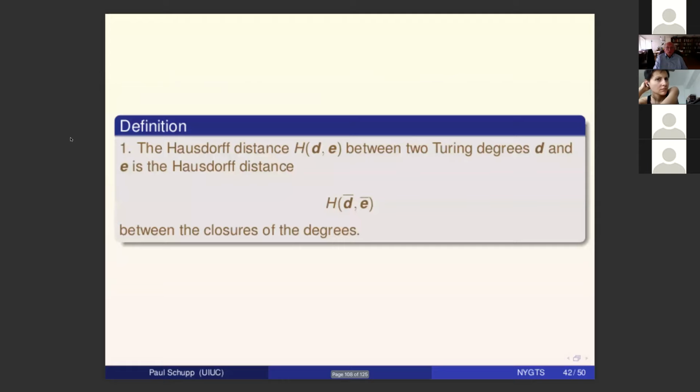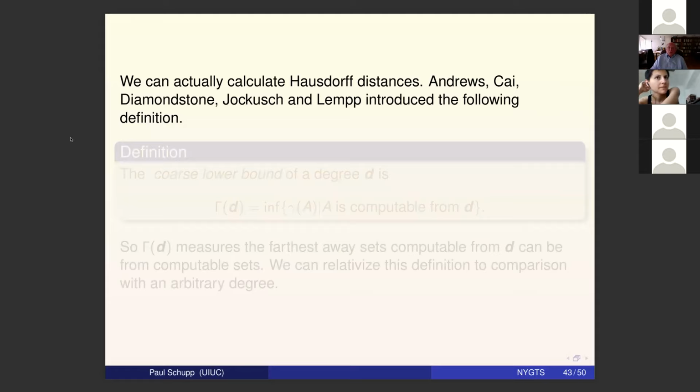So how can we resist? Defining the Hausdorff distance between two Turing degrees as the Hausdorff distance between their closures in the space S. Notice I wrote definition one. We'll see there's a purely computational, computability definition of this, which is equivalent. But this was really first suggested by looking at closures in this space. Now we can actually calculate many Hausdorff distances.